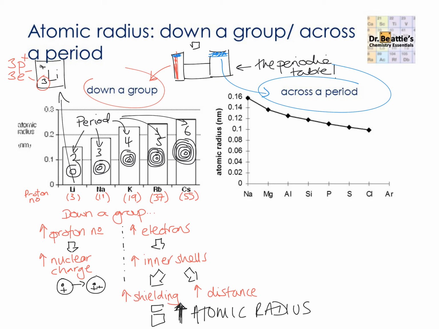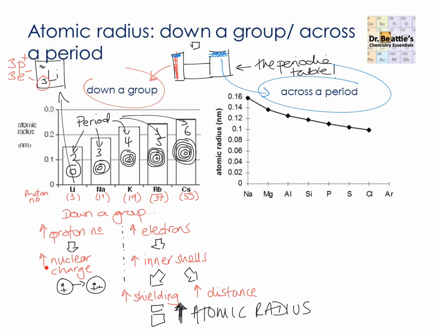And it's these two factors here, of increased shielding and increased distance, that we have an increase in the atomic radius. One, because the shielding means there's less attraction to the inner nucleus, and the distance obviously is quite easy to see how that affects the atomic radius.